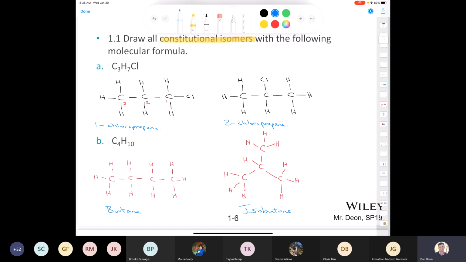It's also important that you keep in mind that not only are these different compounds, but they have different physical properties. That means that butane and isobutane are going to have different densities, different boiling points, different melting points, different refractive indices, which you maybe haven't learned about yet, but they have different physical properties. And the same thing applies to 1-chloropropane and 2-chloropropane. They're constitutional isomers. They have different physical properties.